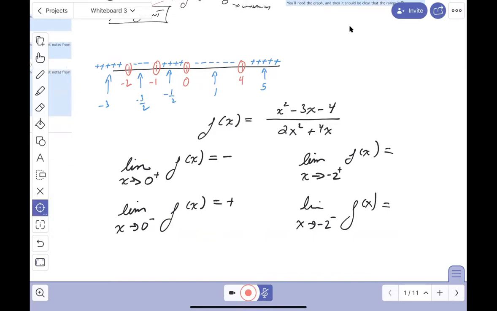All right, I want to go to -2 from the right side. This is -2. This is the right side. What is it? It's negative. Let's keep going. -2 from the left side. This is -2. This is the left. What does it say? It's positive.